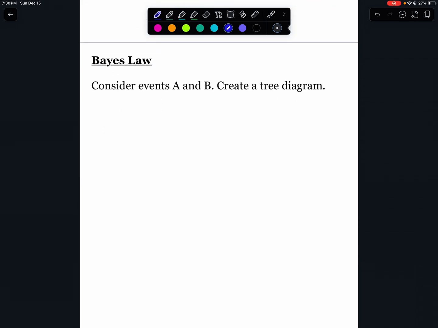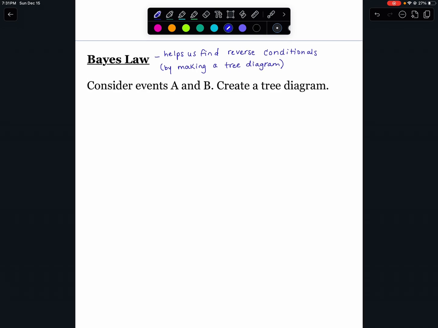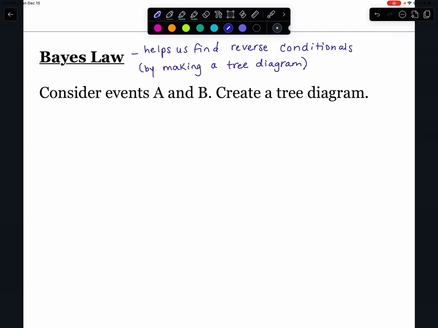All right, so Bayes' law. Basically, Bayes' law is a way that helps us find reverse conditionals. And the way that you're going to do this is by making a tree diagram. Okay, so on this page, we're just going to go over general, and then we'll jump into an example and see it put to use.